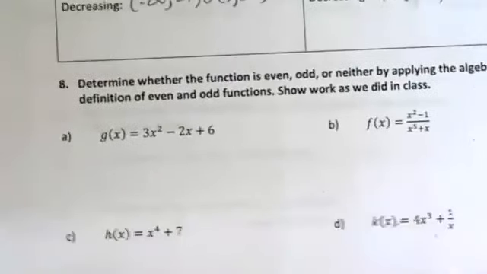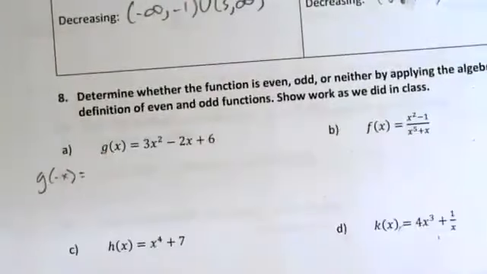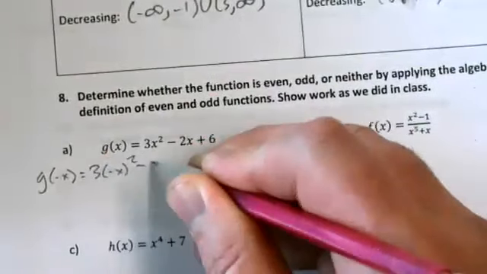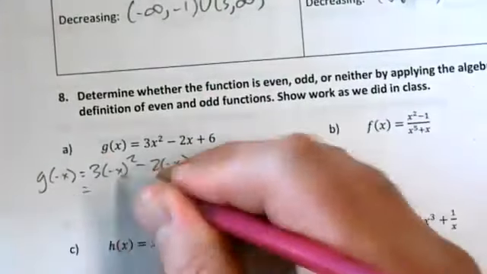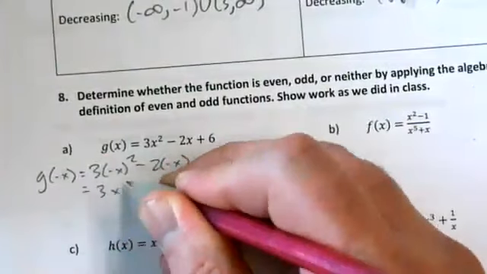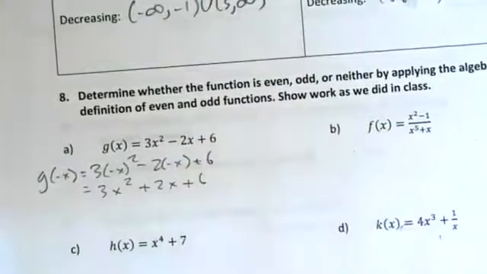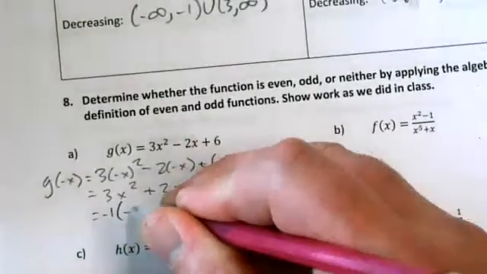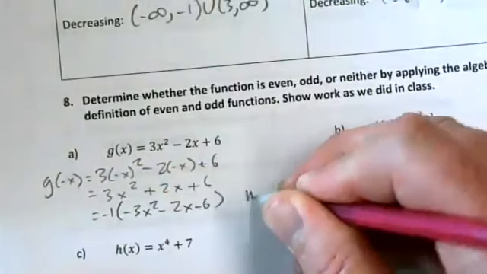Even, odd, neither. All right. So we always start with g of -x. So 3 times -x squared minus 2 times -x plus 6. That negative is going to go away, so that's just 3x squared plus 2x plus 6. So it's not even, because that does not match. This plus does not match. If I factor out a negative, we get negative 3x squared minus 2x minus 6, and this does not match either, so this is a neither.